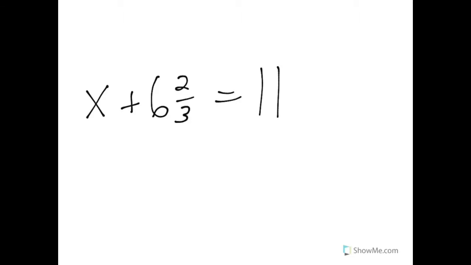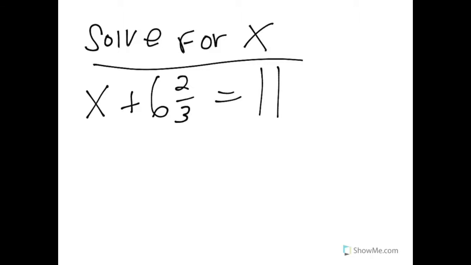Here I have a little bit of an algebra problem for you. It's a fraction operation. Obviously, the operation is addition. x plus 6 2/3 equals 11, and I would like to solve for x. Since this is an addition problem, we need to undo the addition. We need to have x equals an answer. Well, how do you undo addition?